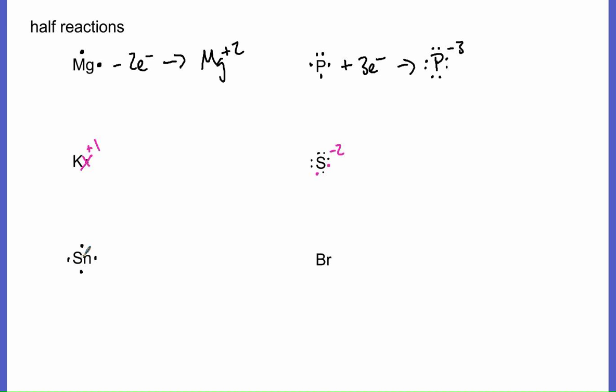Tin is kind of ambiguous at first, right? This is one of those ones you actually do have to think about. Is it a metal or a non-metal? Because if it's a metal, it's going to lose. If it's a non-metal, it's going to gain.